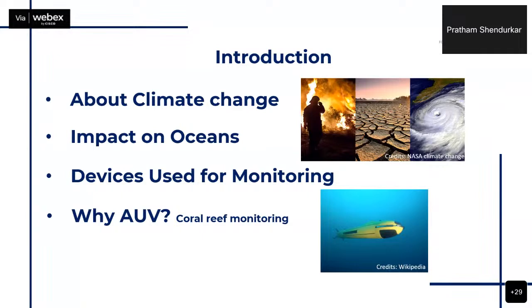Hence, various devices are used for climate change monitoring to understand the changes, such as AUVs, which are autonomous underwater vehicles, ROVs, which are remotely operated vehicles, ocean gliders, buoys, and moored instruments. We are using an AUV because it is more cost effective and less time consuming compared to the other devices. AUVs have various uses such as oceanography research, underwater mapping and surveying. They can also be used in the oil and gas industry, environmental monitoring, underwater infrastructure inspection, and also for coral reef monitoring, which is the aim of our project.